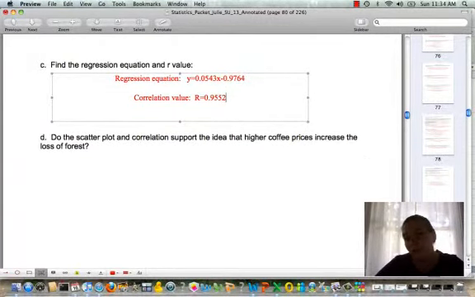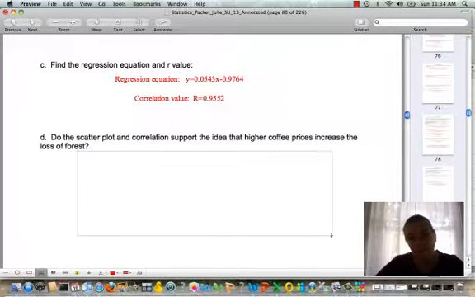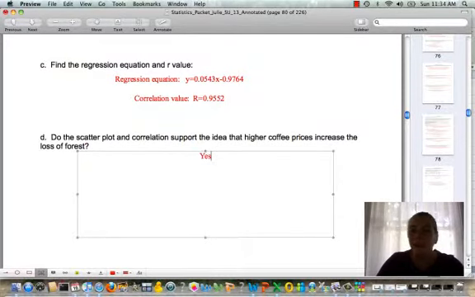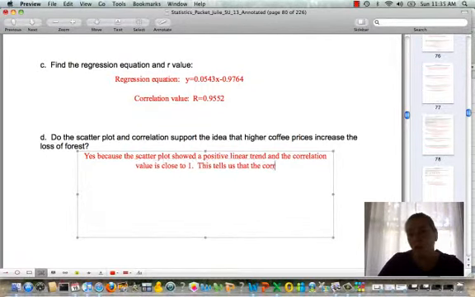Do the scatter plot and correlation support the idea that higher coffee prices increase the loss of forest? I'm going to say yes, because the scatter plot showed a positive linear trend. And the correlation value is close to 1. So this tells us that the correlation is a strong value.